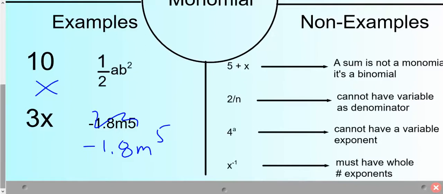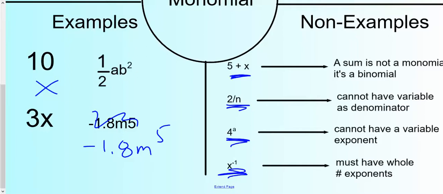And then here are some examples of non-monomials. This is a sum, not a product. This is division, not a product. You cannot have a variable in the denominator. This has a variable as an exponent, and the exponent has to be a whole number, and this exponent is negative, which is not a whole number. So those are examples of things that aren't monomials. This right here is actually a binomial. It's the sum of two monomials, and that's what we're going to get into.